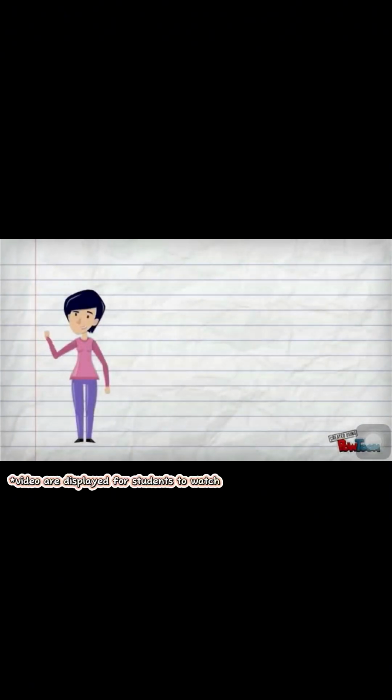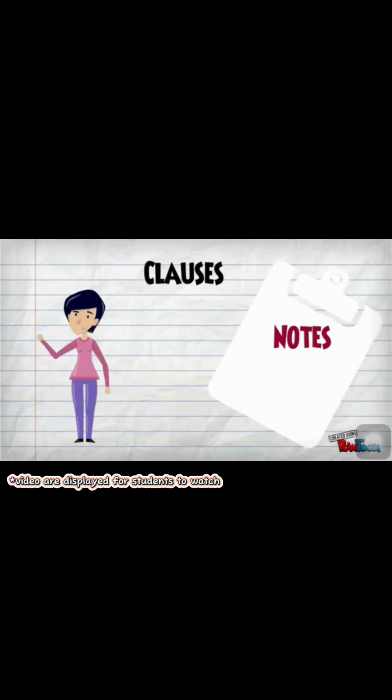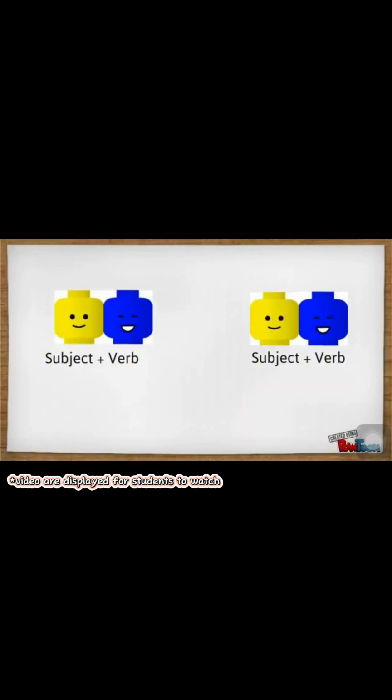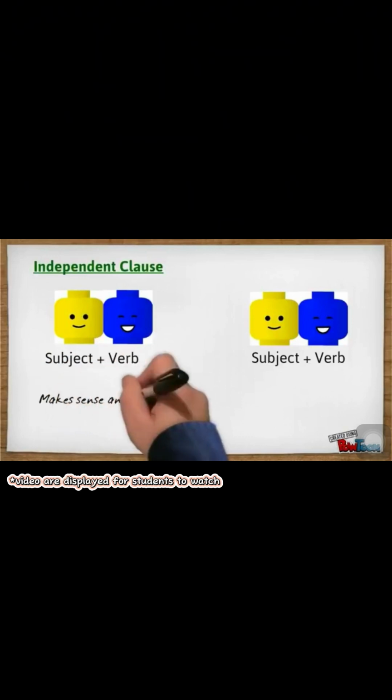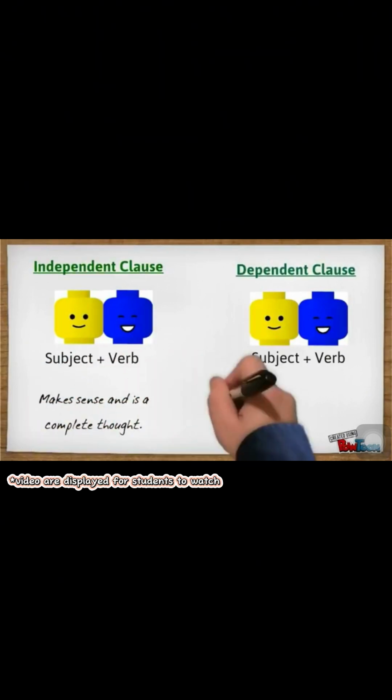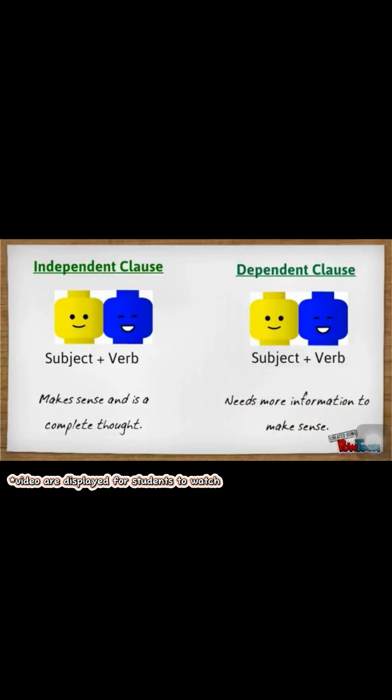Hi everyone. Thanks for joining me to learn about clauses. Be sure to have your notes in front of you to fill in as you go along. A clause is a group of words that has a subject and verb team. There are two kinds of clauses, independent and dependent. They both have subject and verb teams. The only difference is that an independent clause makes sense and is a complete thought all by itself. A dependent clause needs more information to be a complete thought.